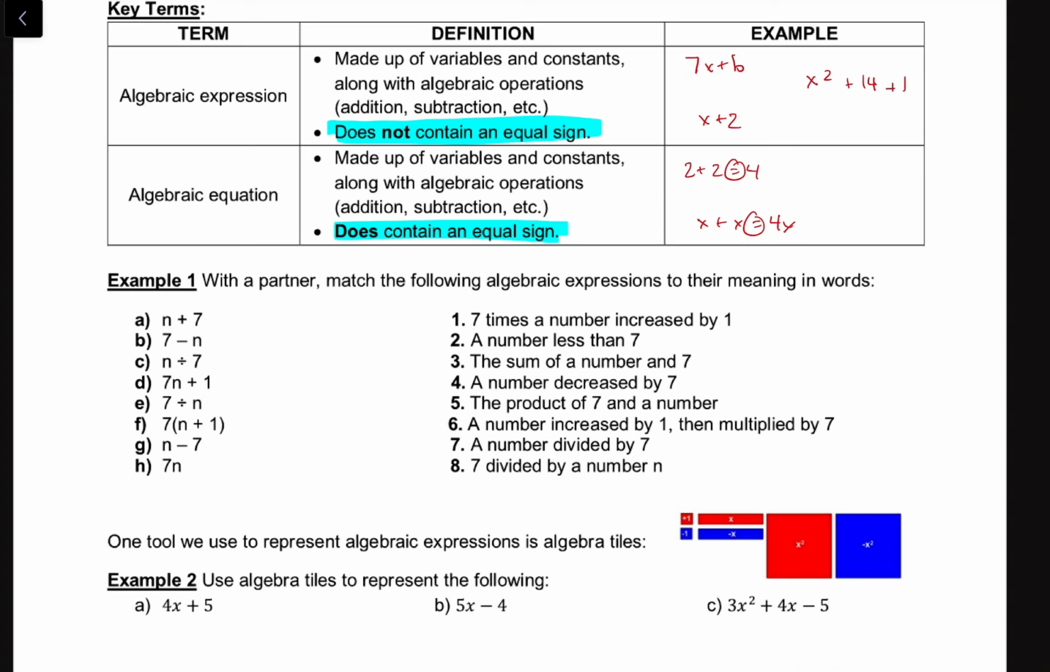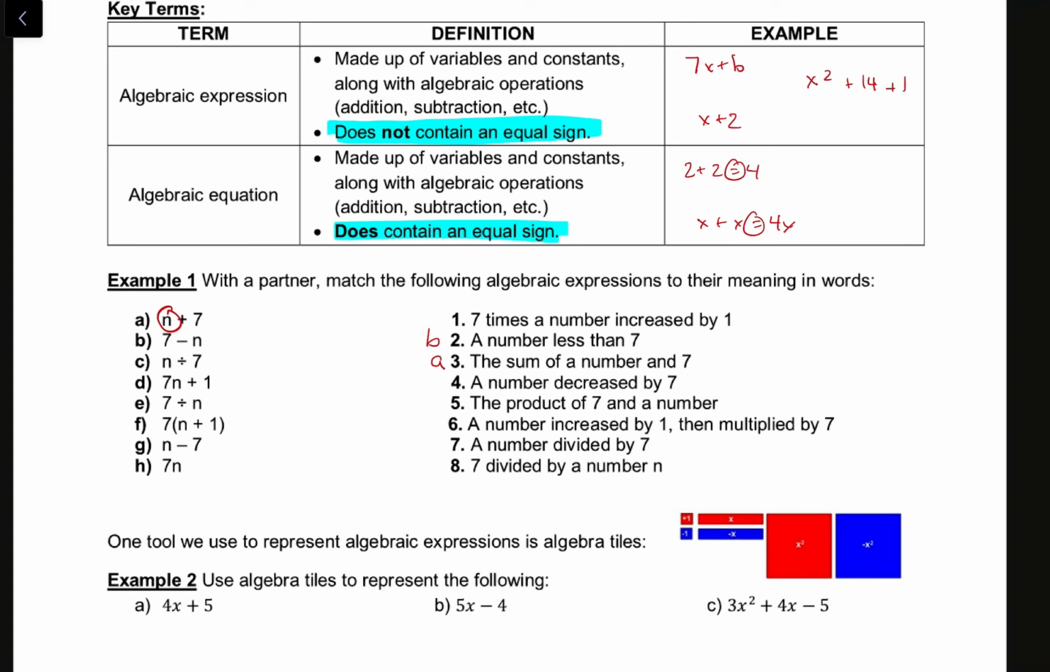So A, we have n plus 7. If we look at all of them, a way to describe this in words would be number 3, the sum of a number and 7. So n represents a number, and then plus 7 means you're adding 7. B, we have 7 minus n. Same sort of thing, this is going to be number 2, so a number less than 7.